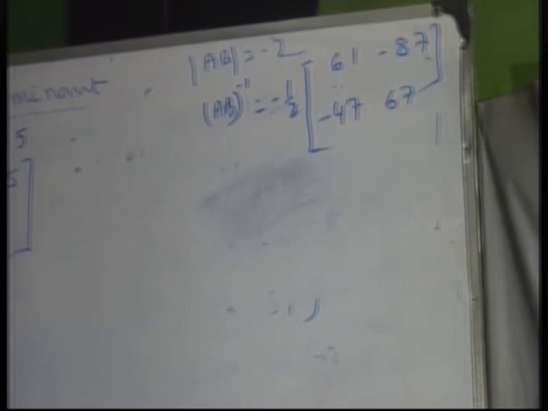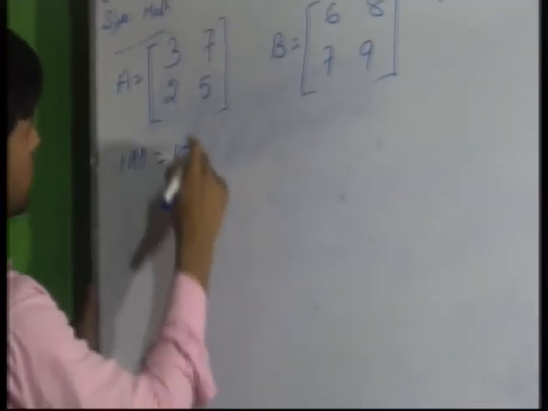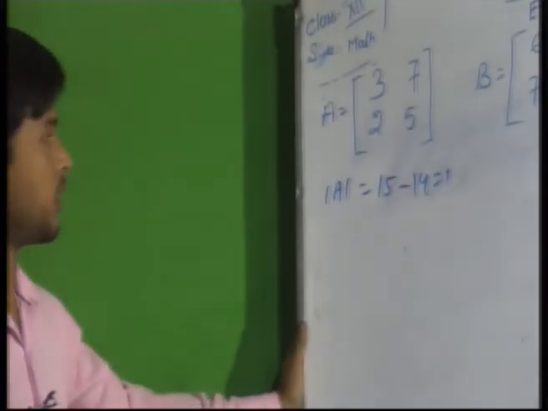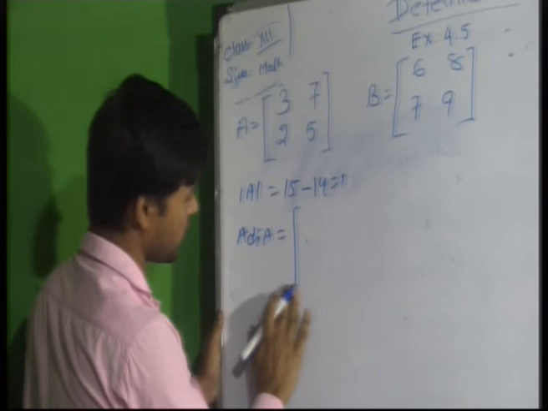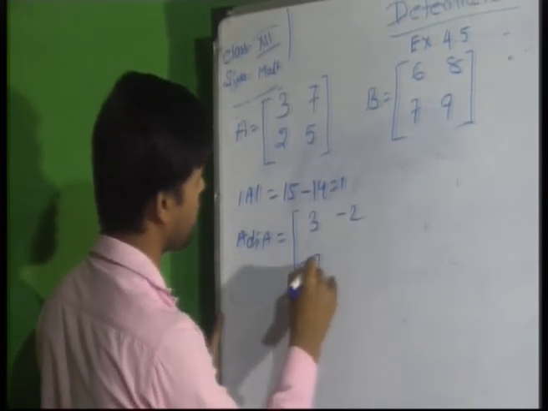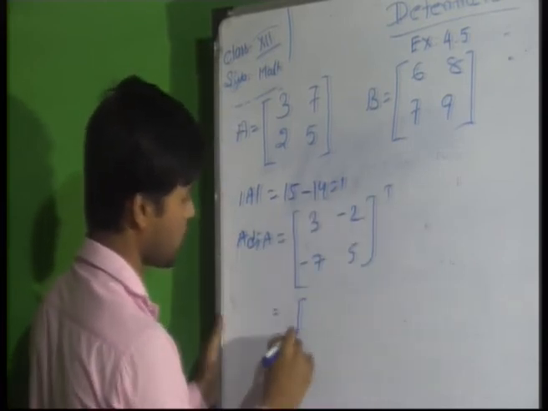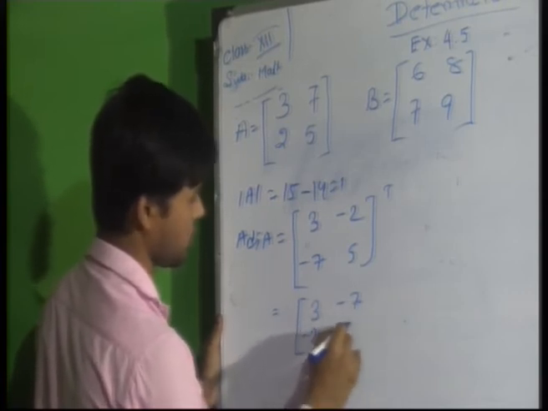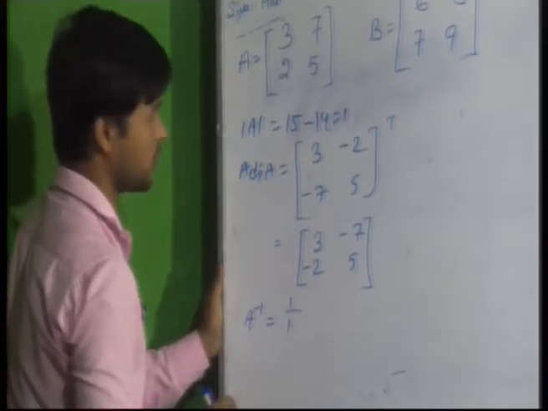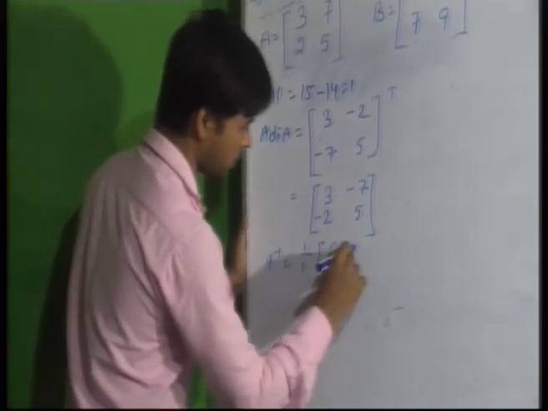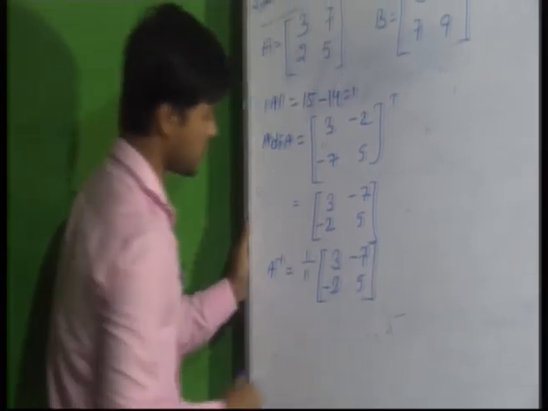Okay, now we'll calculate the value of A inverse and B inverse, and then we multiply. So first calculate the value of the determinant. So 5 3s are 15 minus 7 2s are 14, that is equal to 1. So matrix A is also a non-singular matrix, so we can calculate its inverse. So now calculate the adjoint of A. So I'm doing it directly. The adjoint of A is 3 minus 2 minus 7 5 whole transpose. So that is equal to 3 minus 7 minus 2 and 5. This is the adjoint of A. So A inverse will be equal to 1 by the determinant, which is equal to 1, matrix 3 minus 7 minus 2 5. This is the A inverse.